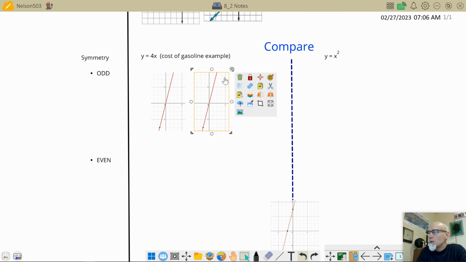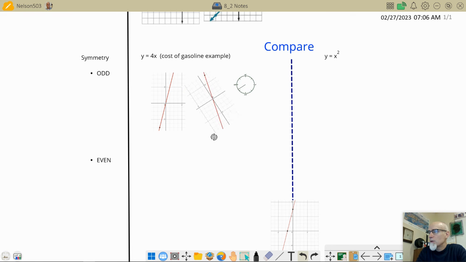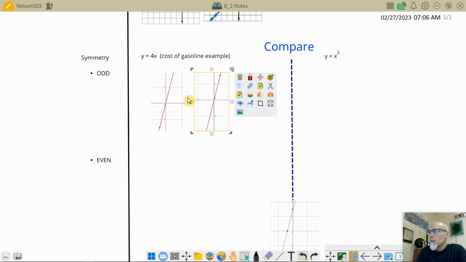Because if I rotate this thing 180 degrees, so here we go. I'm going to rotate it 180 degrees. There's 90 degrees, and here is 180 degrees. Okay, are they the same graph when I've rotated this one upside down from that one? They're identical to each other. So this is an example of an odd function. It's symmetric about the origin.